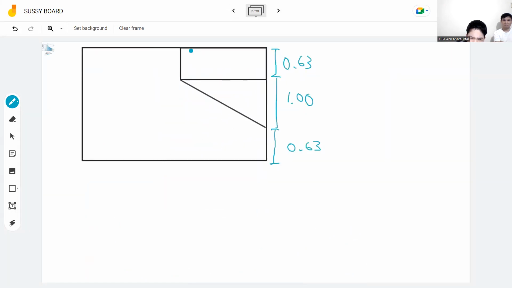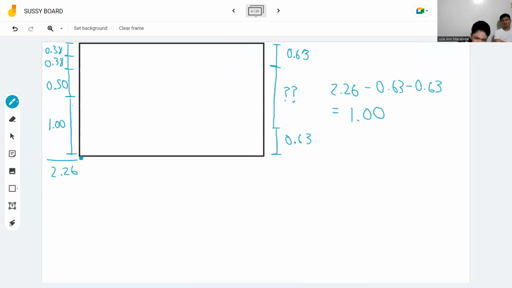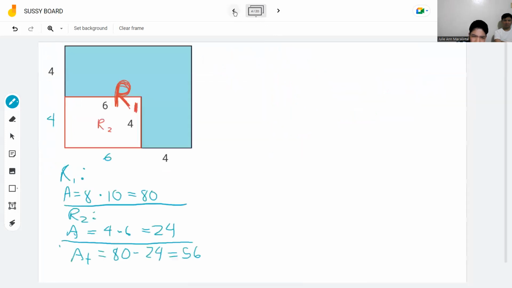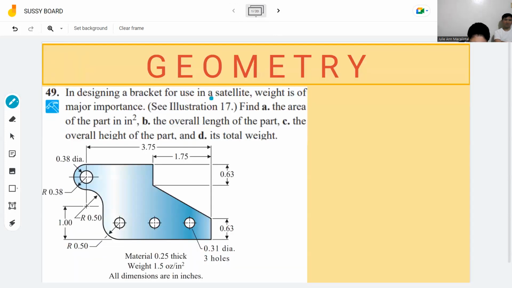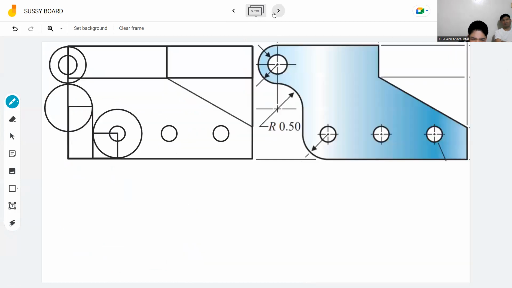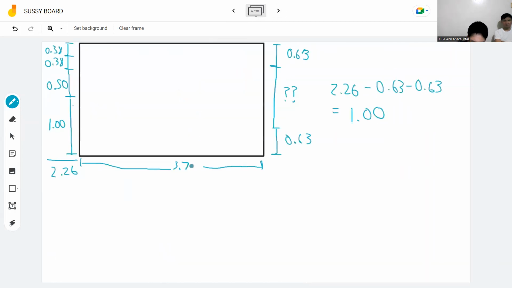So this is 1.75. Similarly, assuming that is a right angle, 1.75. So we compare the area of the rectangle and all. So I will label this rectangle, triangle. Oh wait, first, before we do that, what is the length of this big rectangle? 3.75. So this is 3.75.